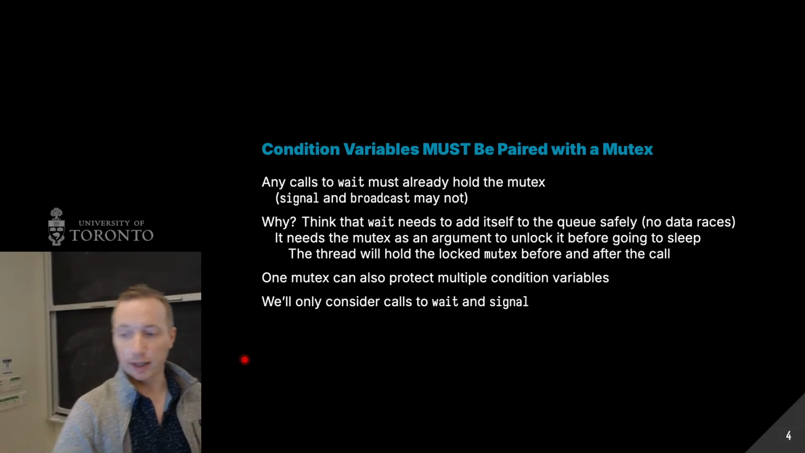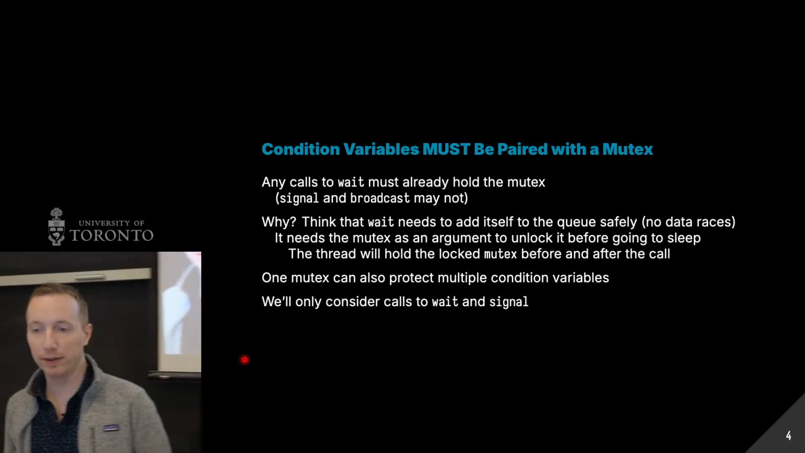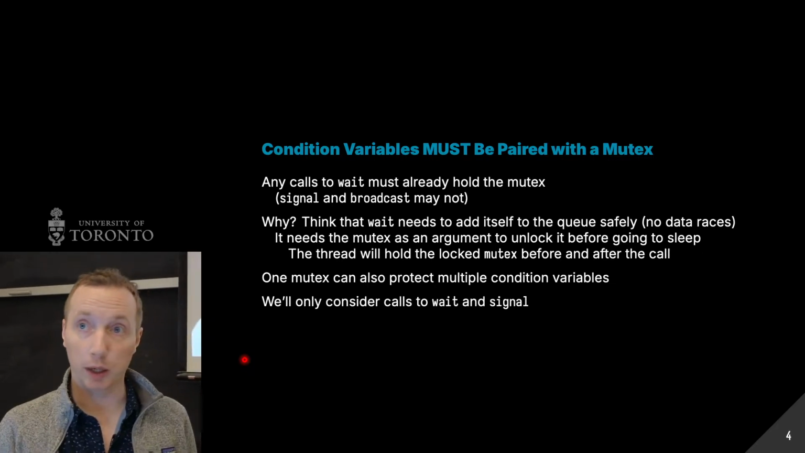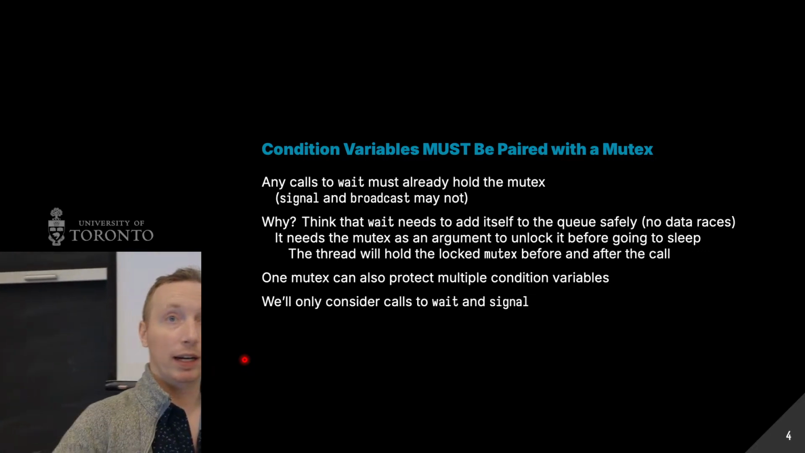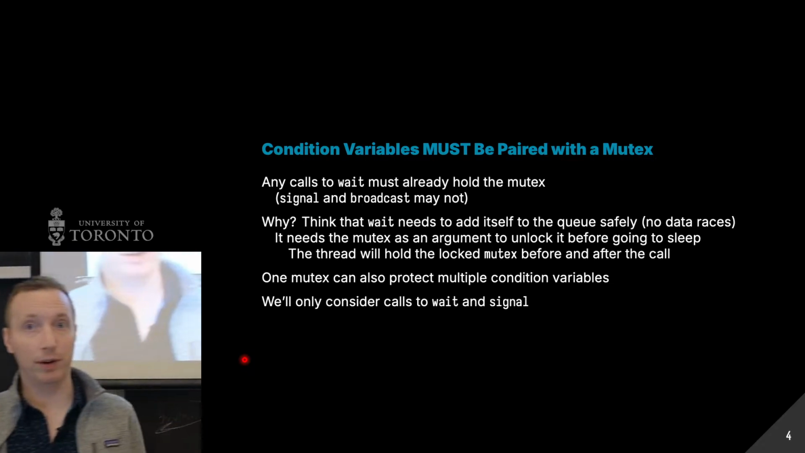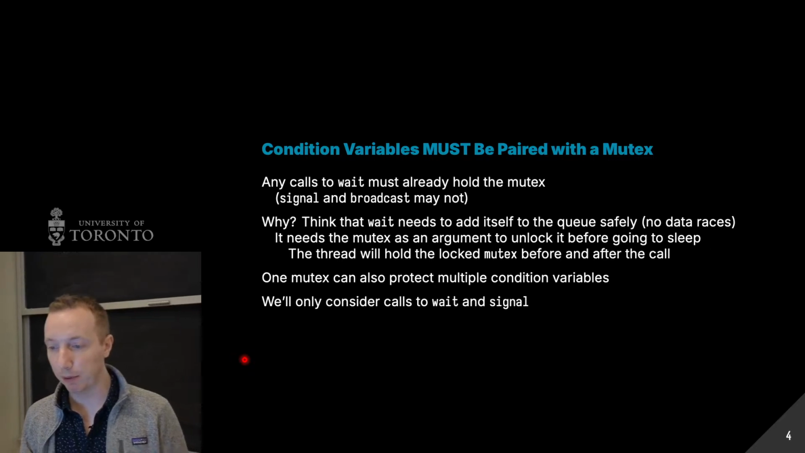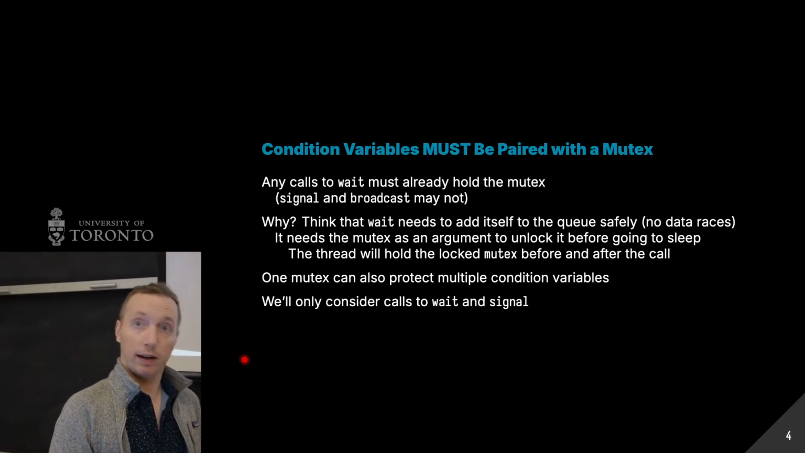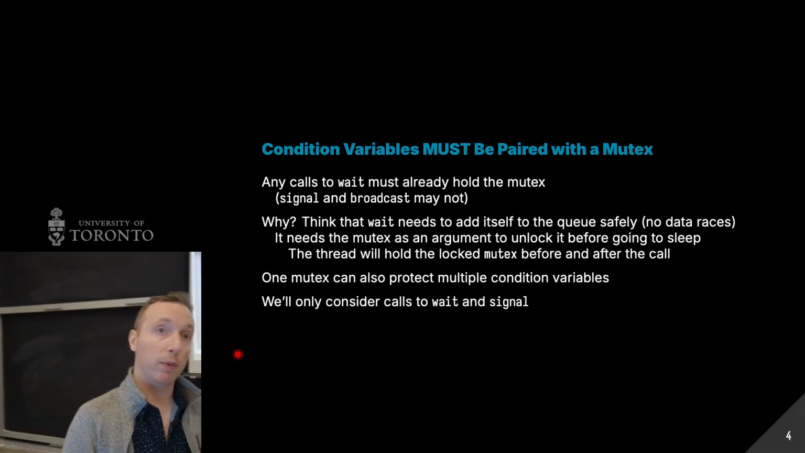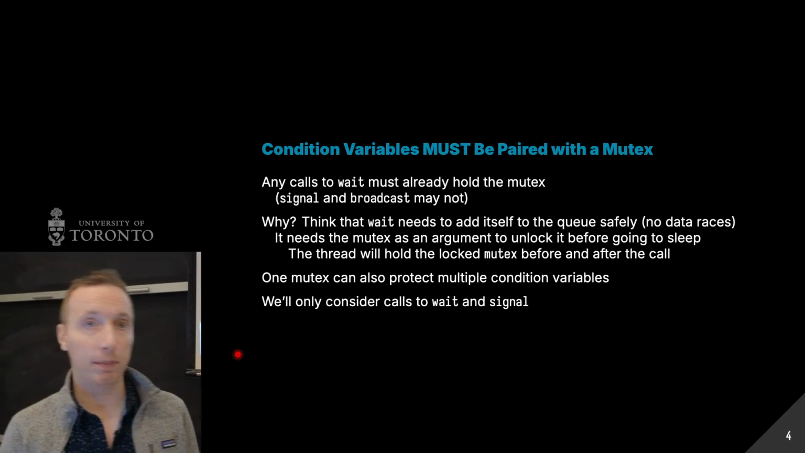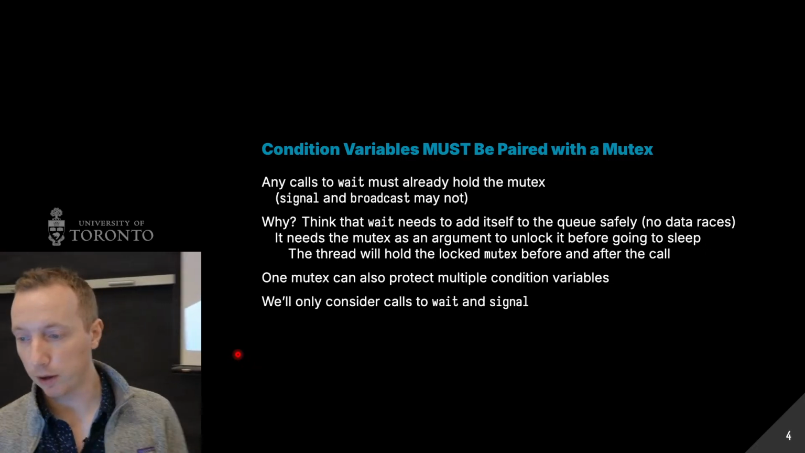And why, again, like I said, think wait needs to add itself to the queue safely without data races. So you need to give it the mutex as an argument. Also, before the thread goes to sleep, it needs to unlock that mutex so another thread can make progress, because while this thread is putting itself to sleep, it should give up the mutex, so it needs it given by a pointer so it can actually unlock it. And when it wakes back up again, it will try to reacquire that mutex. So you have the lock before and after the call.